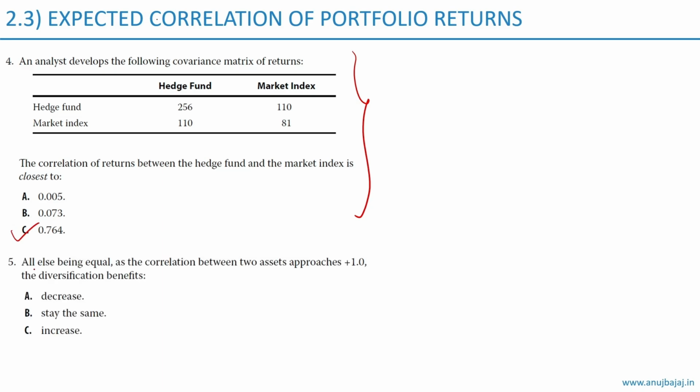Question 5. All else being equal, as the correlation between two assets approaches +1, does the diversification benefit decrease, stay the same, or increase? So if you remember, if the covariance is positive, then the portfolio's variance increases, and if a portfolio's variance is high, it means that risk is also high. And similarly, if covariance is negative, then the portfolio's variance decreases, so risk is also low. So when we have a correlation of +1, then the diversification benefit decreases. So option A is the correct answer.